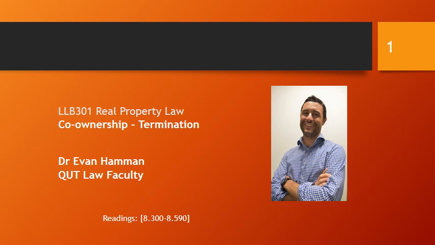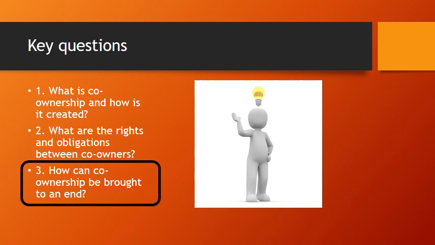In the recording, we're going to be talking about how a co-ownership arrangement can be brought to an end, either as agreed between the parties, or if one co-owner doesn't agree, then what the other one can do to force them to end the co-ownership and/or sell the property. So let's get started. This is the key question we're talking about now. How can co-ownership be brought to an end?